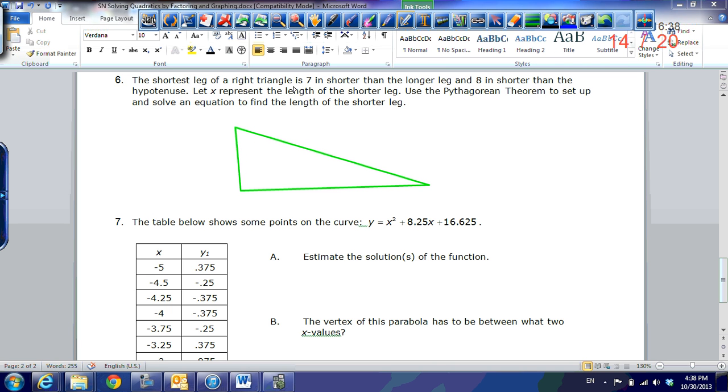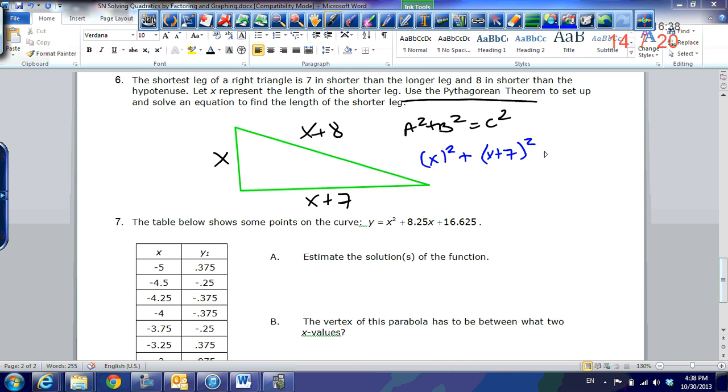It says the shortest leg of a right triangle is 7 shorter than the other leg. So if I call this one x, if this one is x, this one's going to be x plus 7 because this one is 7 shorter than this side. And it says it's 8 shorter than the hypotenuse, so that would mean this one is x plus 8. Then I'm going to use the Pythagorean theorem, which we all know by heart. A squared plus b squared equals c squared. So I have x squared plus (x plus 7) squared equals (x plus 8) squared.